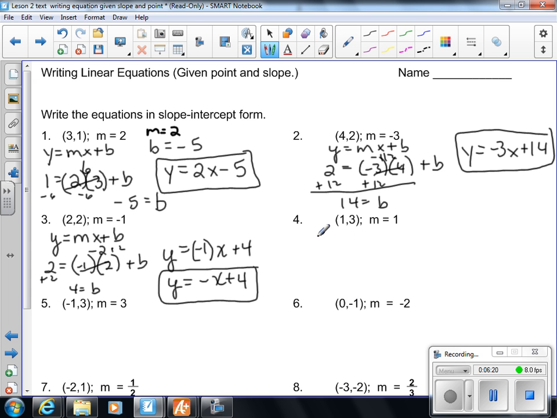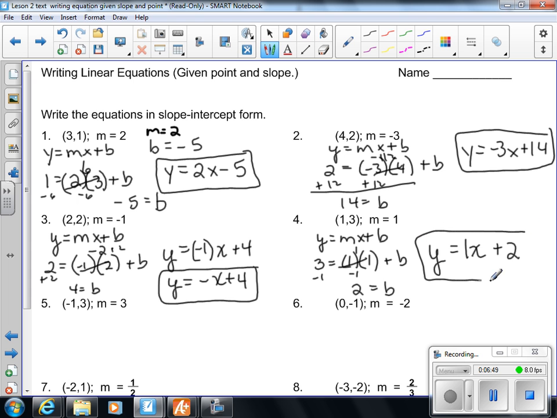Okay, the next one. What do I plug in for y? 3 equals, slope is 1, your x-coordinate is 1 plus b. 1 times 1 is 1. I subtract 1 from both sides, and what's your b? 2. Y equals, your slope, 1x, or just x, plus 2. Thumbs up if you're okay with that one.